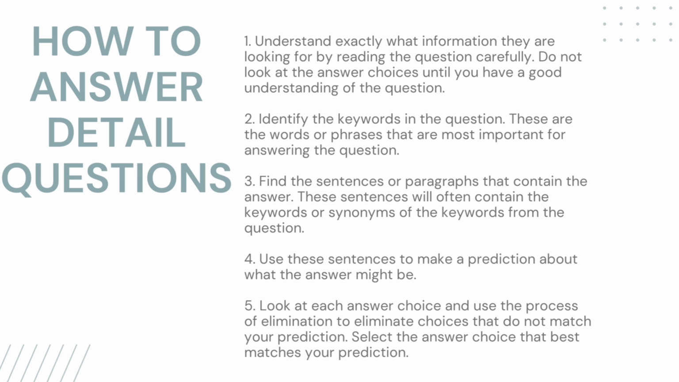And the last step, step number 5, is to use the process of elimination. Again, very important on any multiple choice test. You have to use the process of elimination. You want to eliminate answers that don't match your prediction or that are contradictory to the main idea of the passage.